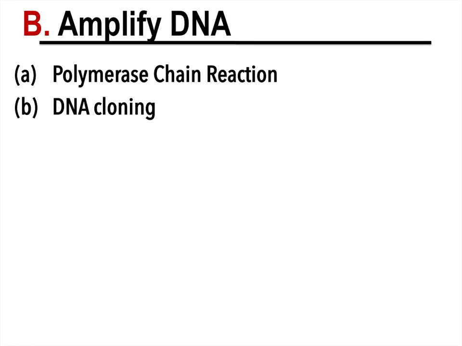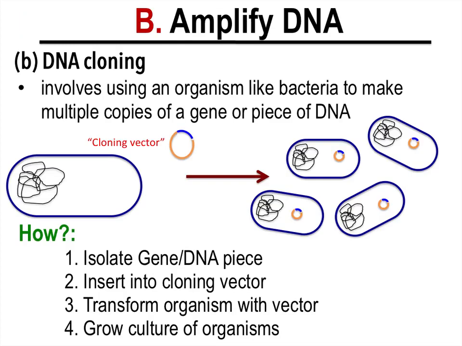We did somewhat talk about this already. I'm just going to add a few details. As you can see on this slide, with DNA cloning the goal is to make many copies of a piece of DNA, but instead of doing a reaction in a tube, you're going to basically use a living organism, usually something like bacteria or a virus or yeast. You're going to use an organism to make copies for you.